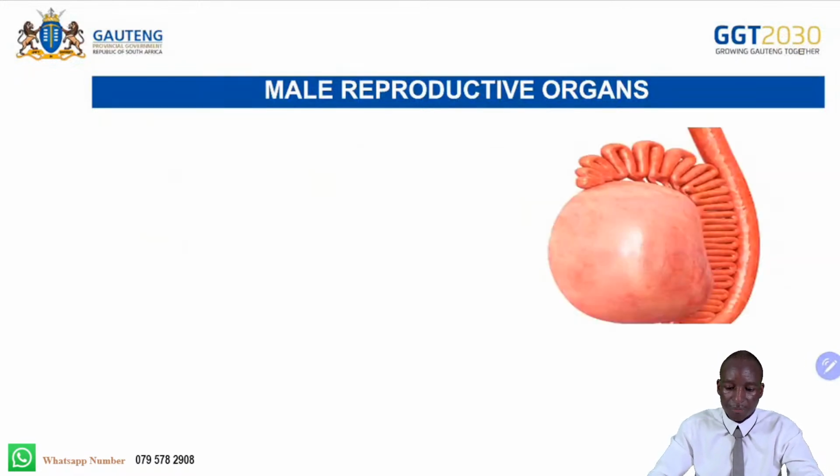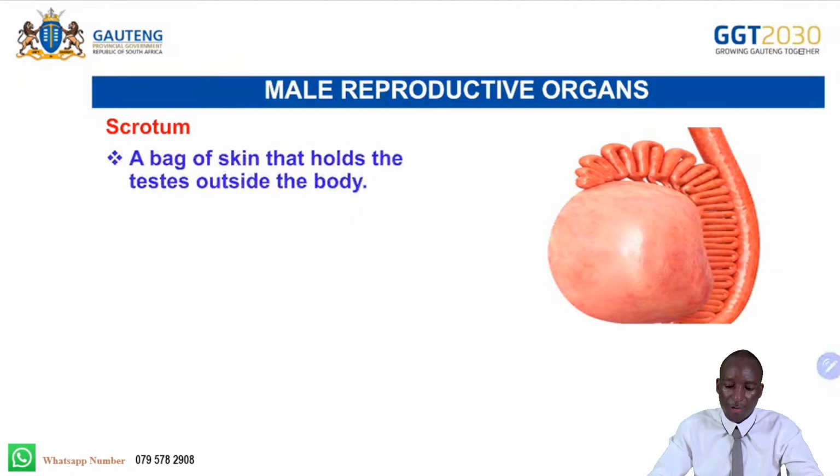Let's look at the scrotum. Right. This one is the bag of skin that holds the testis outside the body. So that's the image of the scrotum shown there. As you can see, it looks like a bag, and it is a bag. It holds the testis outside the body. So now the testes are always held inside that bag called the scrotum. That's the function of the scrotum, to just hold the testes.